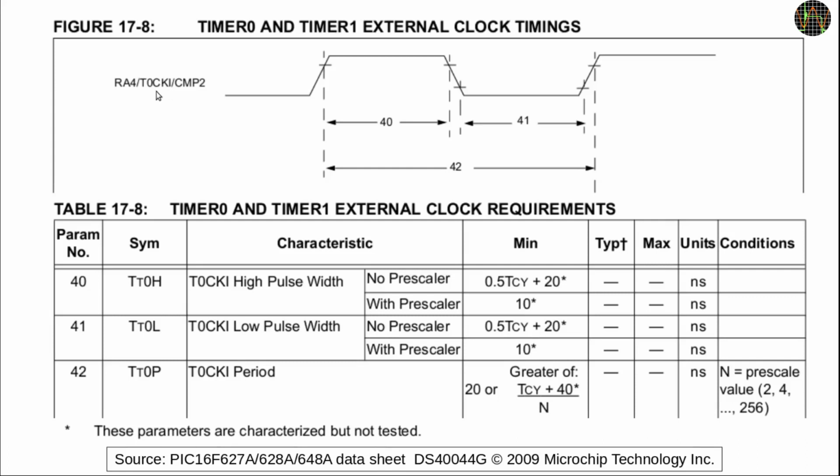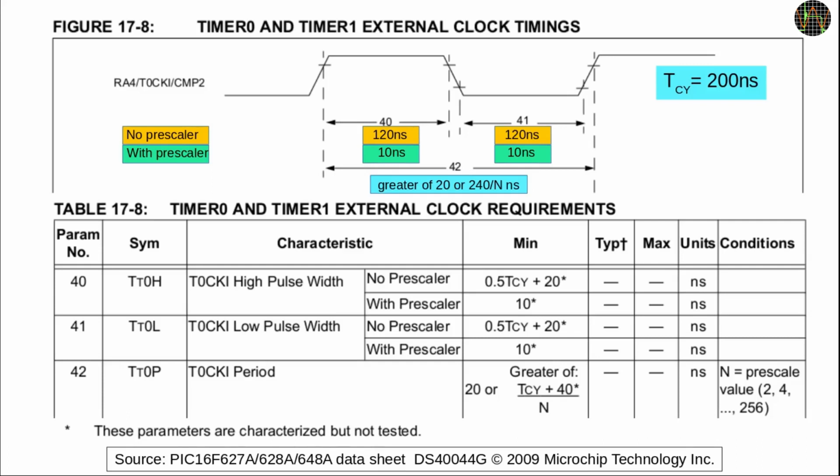The spec explains that there are some minimum time limits the signal has to be high and low to allow the PIC to detect a valid logic level change on the timer 0 input. In addition to the minimum high and low pulse width, the overall period that is high plus low must also be longer than a minimum value. All the values in the datasheet are relative to the clock cycle, which in our case is 200 nanoseconds. To make things easier, I used this value to calculate and note the resulting minimum times in orange when no prescaler is in use and in green the times with prescaler.